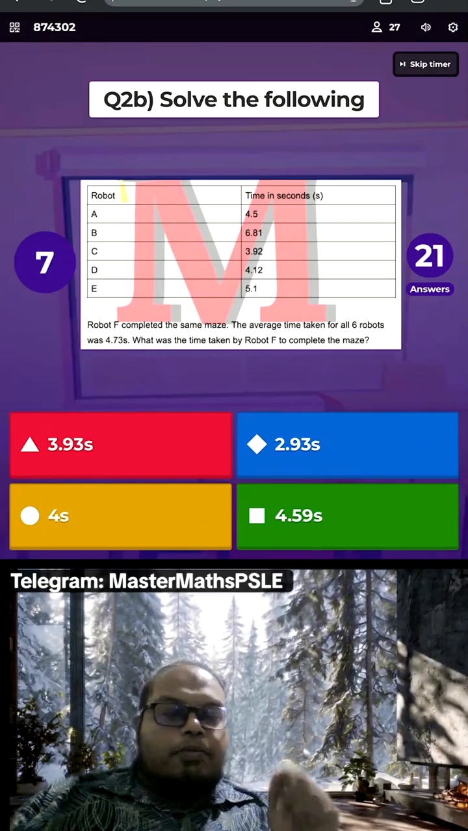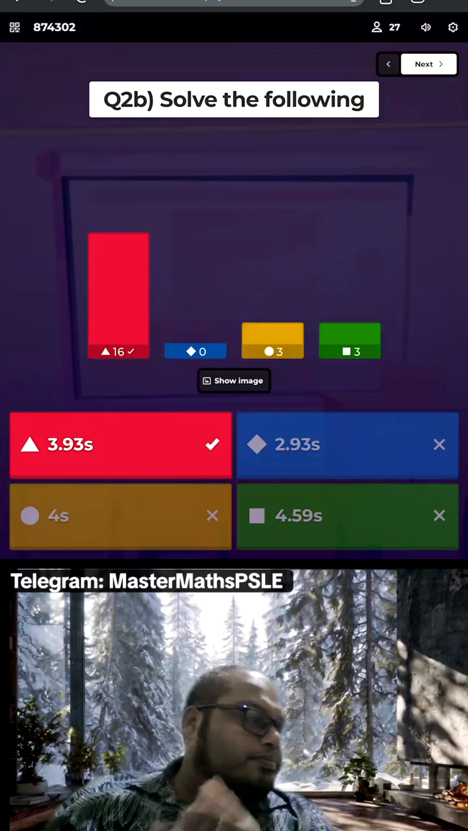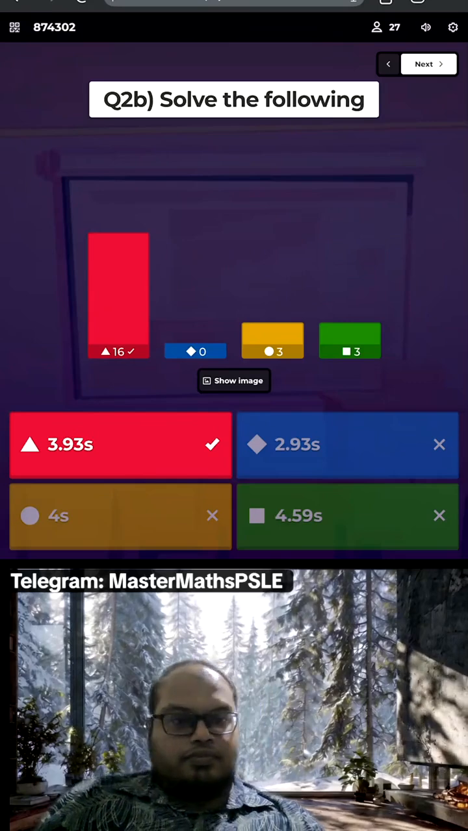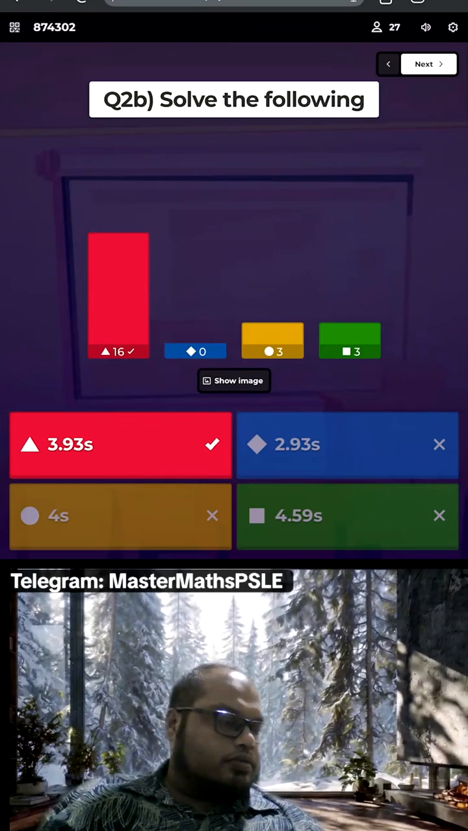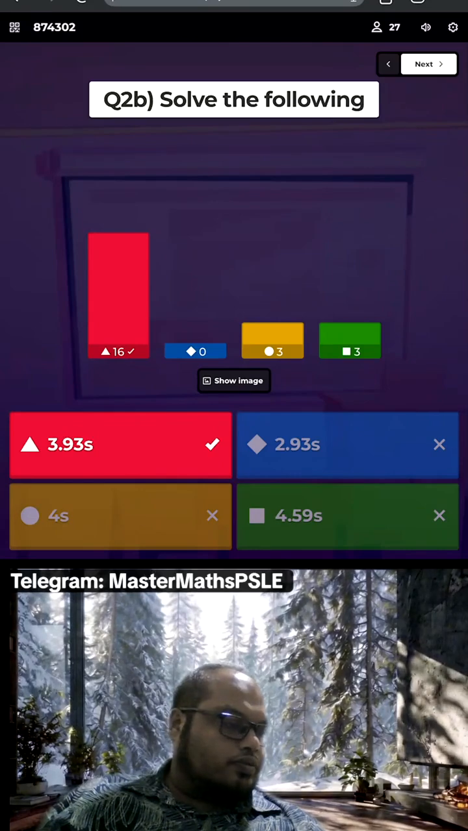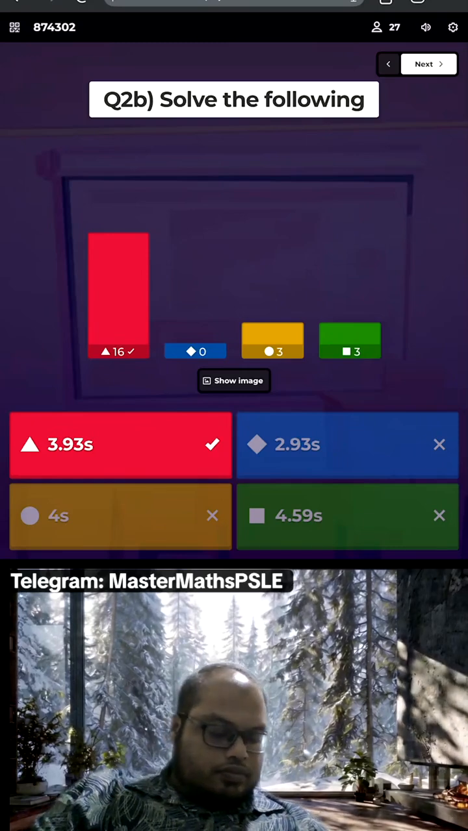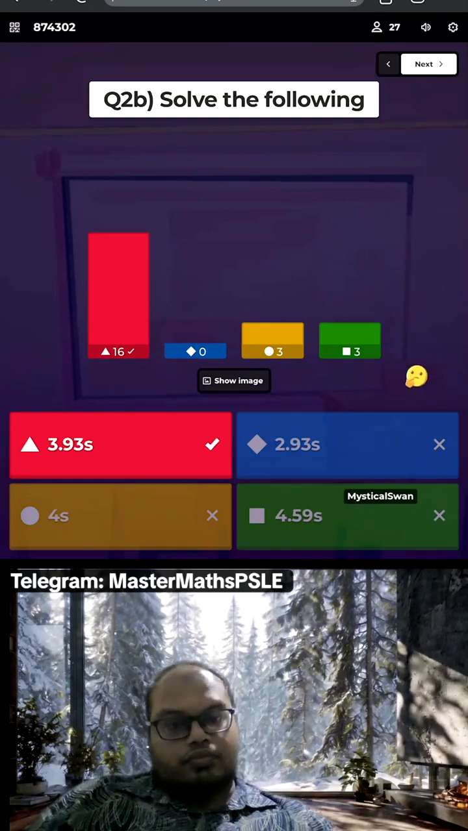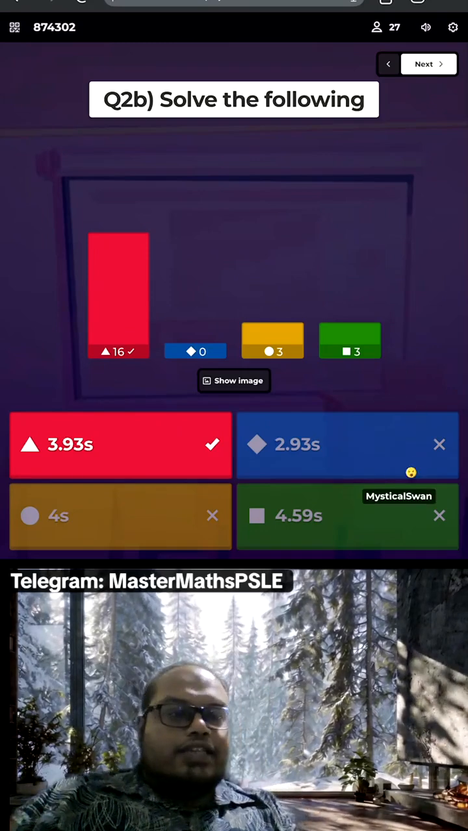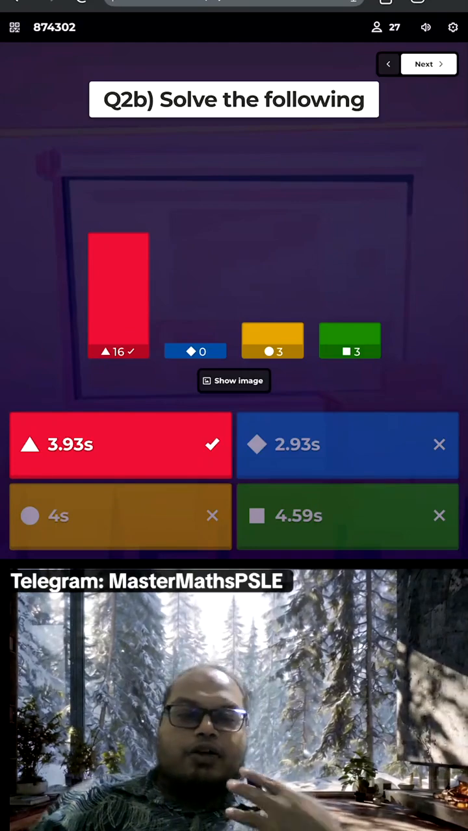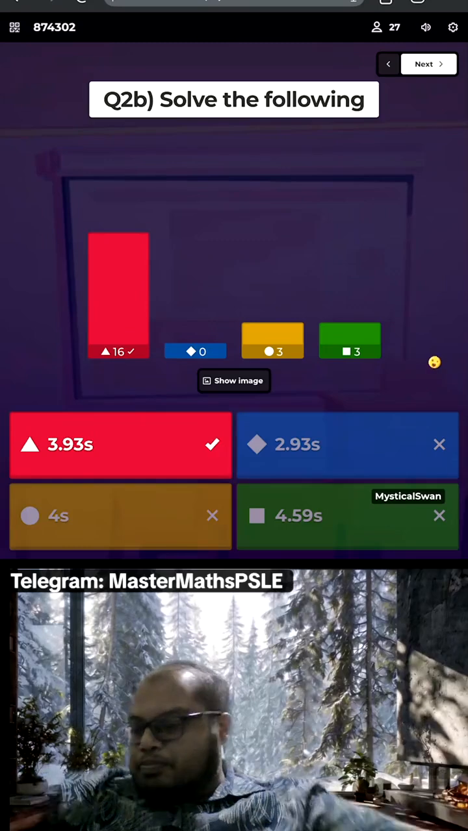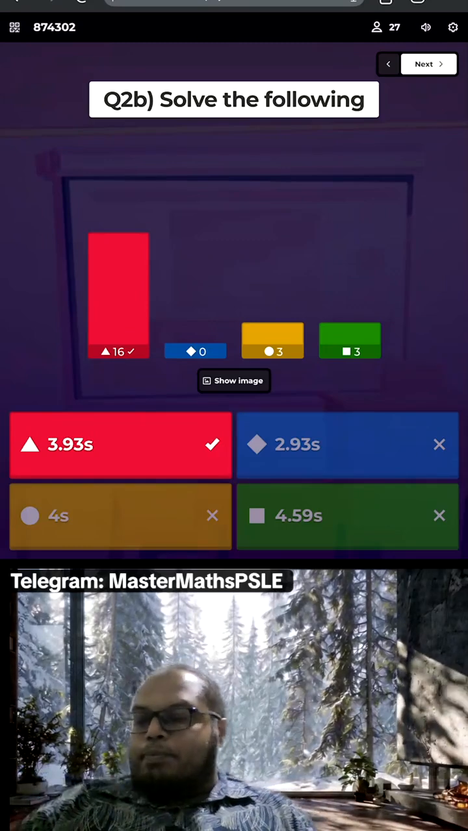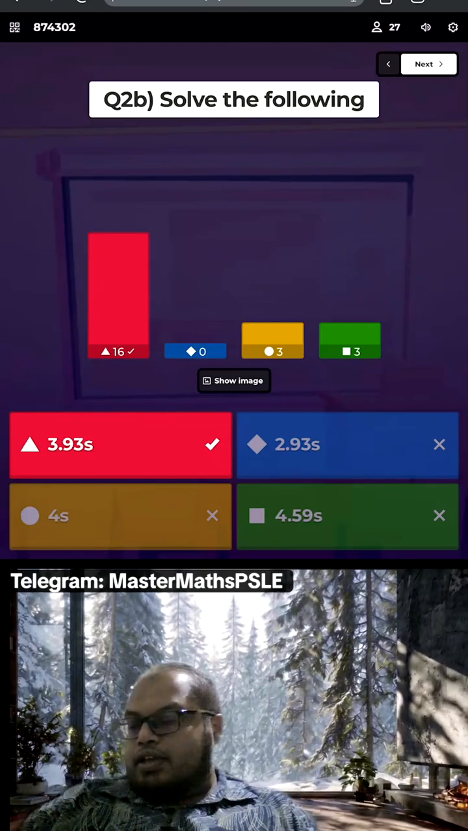If you are done, keep on tapping the screen. Get the lights up, probably can get it up to 80,000. Come on, everybody just tap. Okay, 3.93 seconds.